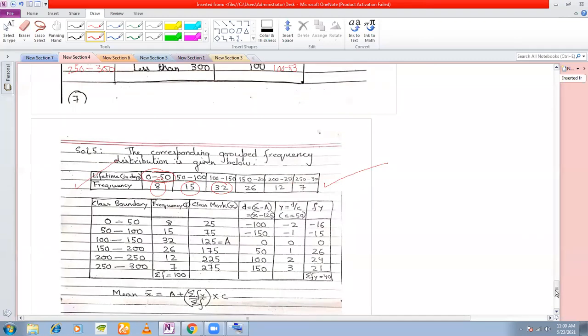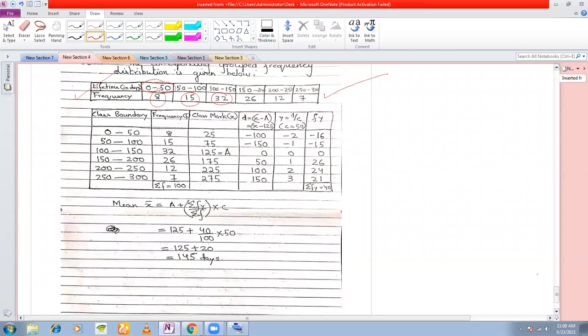After construction of the frequency distribution table, now you construct the table for calculation of mean. Okay, so the first column will be for class boundaries. Next column will be for frequencies. Third column, because intervals are there, you will calculate the class mark. The fourth column will be for deviations. I have to use the step deviation method.